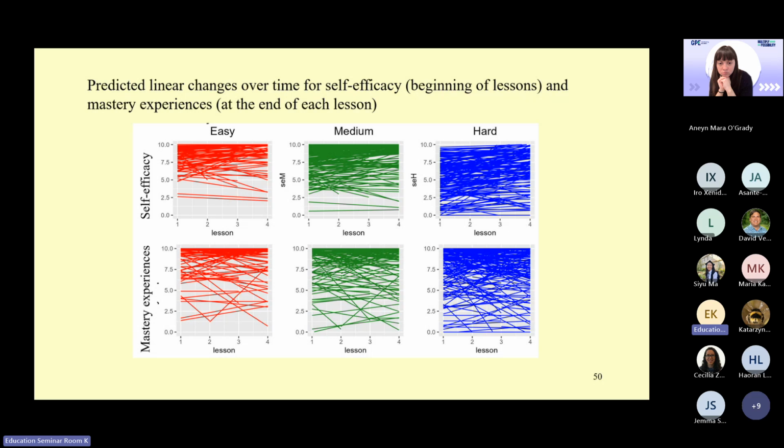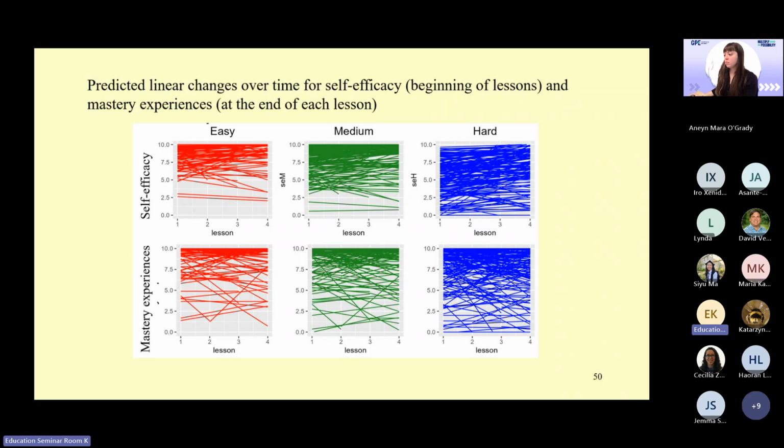If we look at the individual differences in predicted self-efficacy, we ask students, how confident are you that you can do the easy, medium, or hard tasks this lesson? We see that there's quite a lot of variation in this pattern of their self-efficacy, feeling confident at the beginning of the lesson. Then we ask at the end of the lesson about their mastery experience, that means to what extent they were successful in carrying out the easy, medium, and hard tasks. And these are the predicted values. We see that lines go in all kinds of directions, so again there's a lot of variability in those changes over time.